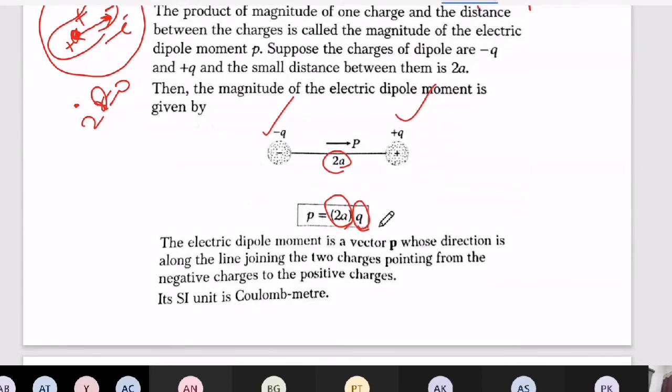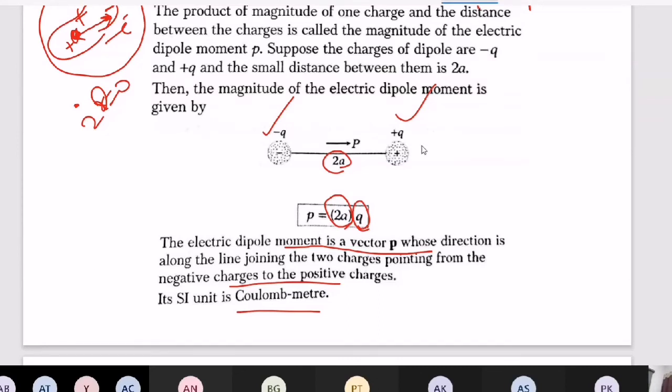If you take the unit, charge into distance means coulomb meter. Here everything I have given. It is a vector quantity, the direction is negative charge to positive charge, and this is its unit. So what is the dipole moment? It is the strength of the dipole to produce electric field. Because in the coming class we will study what is the electric field due to a dipole.